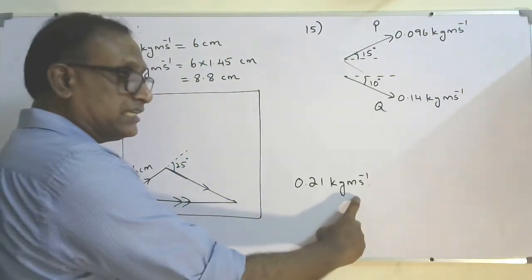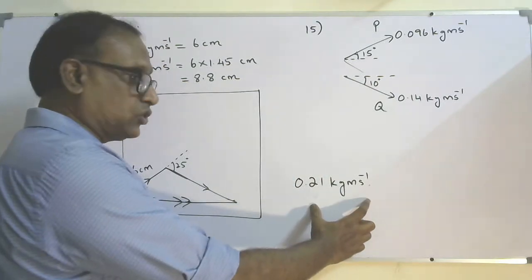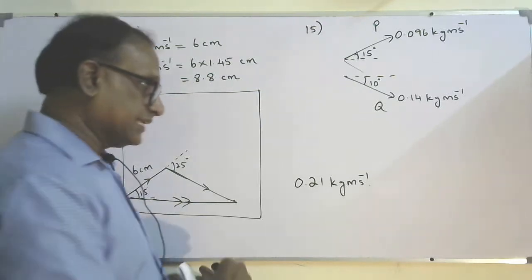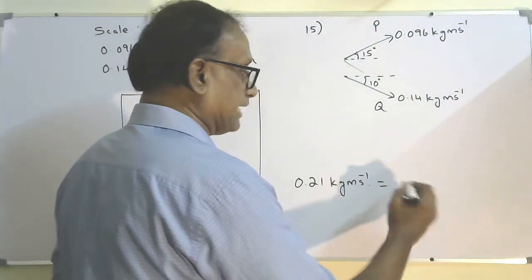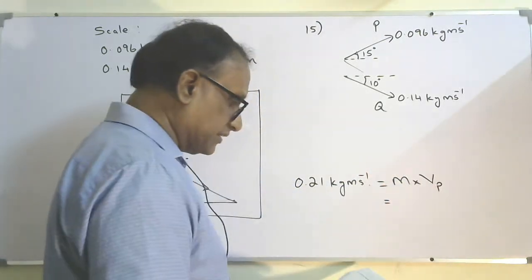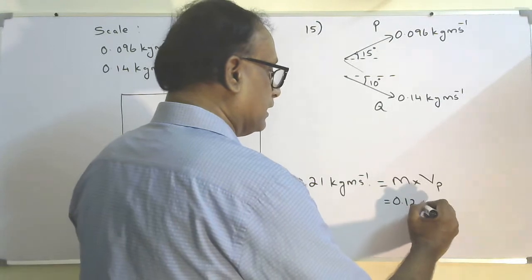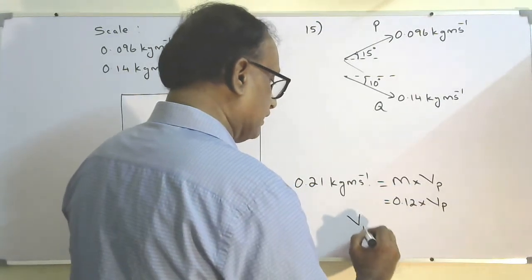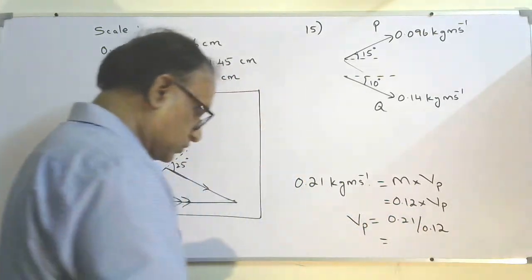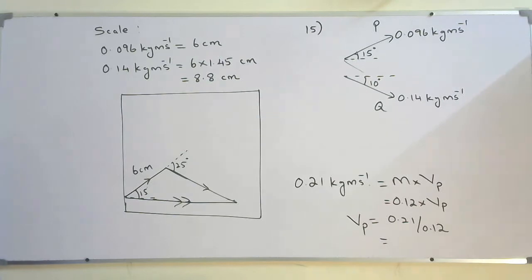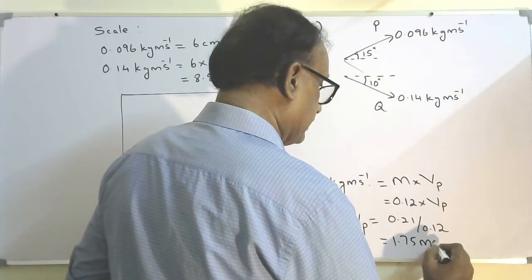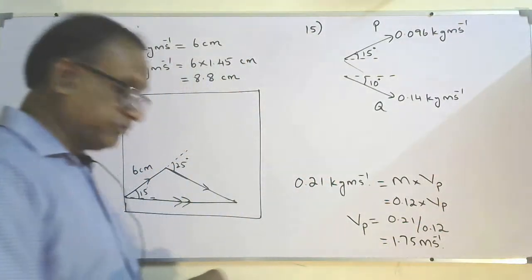So this is the final total momentum. That should be the initial total momentum, and that is the initial momentum of P because Q was at rest. So this is equal to the momentum of P, that means mass of P times velocity of P. Mass of P is given, 0.12 kilogram times Vp. To find Vp, 0.21 divided by 0.12, and you will get almost 1.75 meter per second. That's the velocity of P before collision.